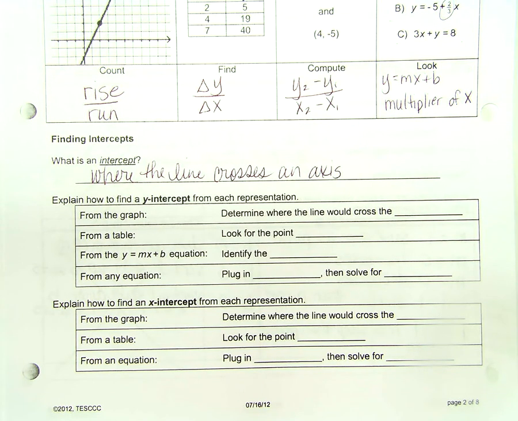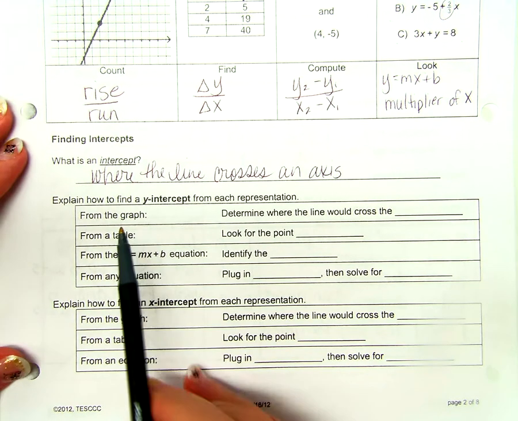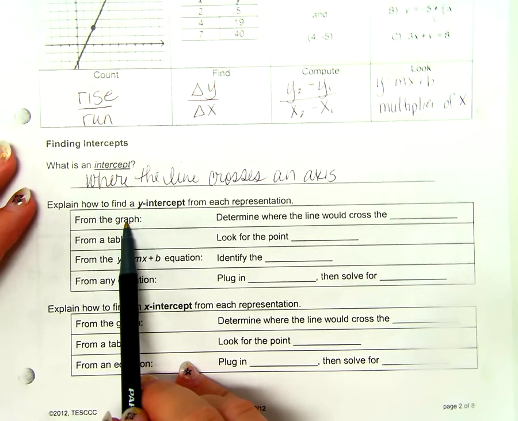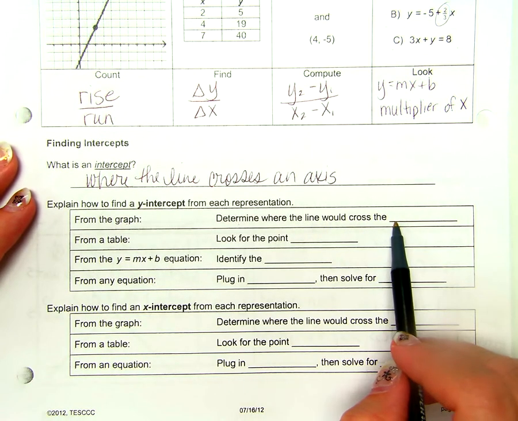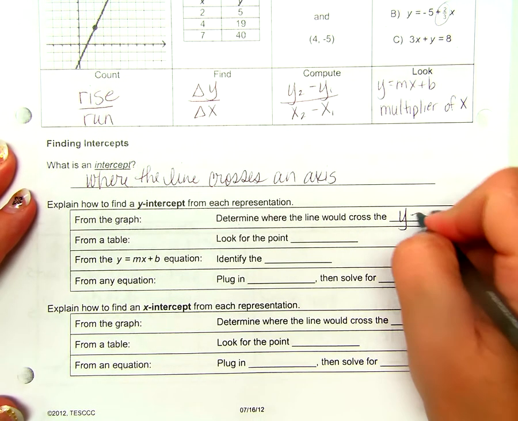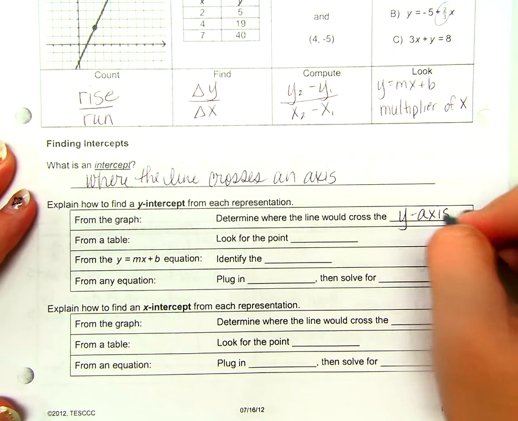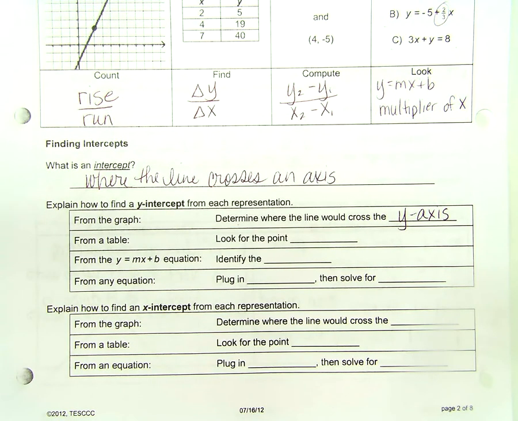So now specifically, just the y-intercept. If we're looking at a graph, determine where the line would cross the y-axis. Very good. Did you say vertical axis? That's good. I'm glad you know that vocabulary word.